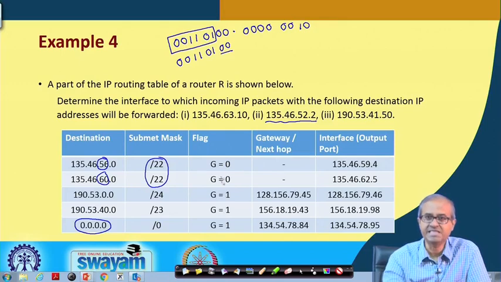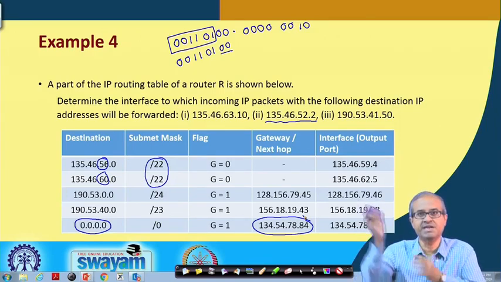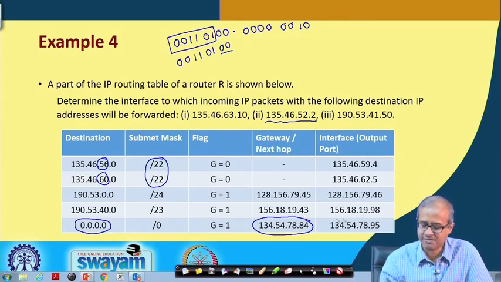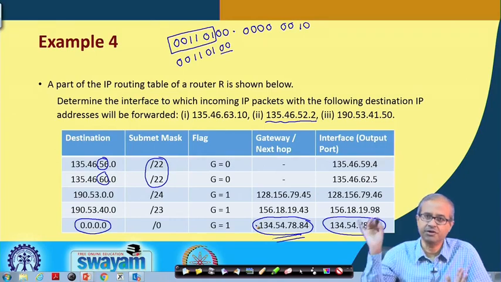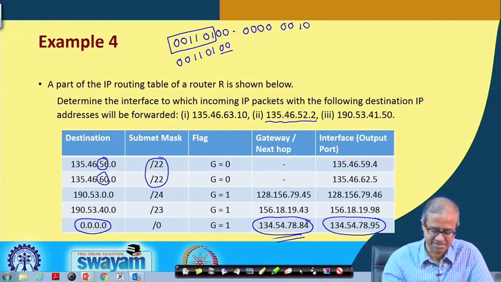And this flag G, you just recall, G indicates whether it is a direct route or an indirect route. If it is directly connected, G will be 0. If it has to be forwarded to another gateway, then G is 1. So, if it is default, you normally send the packet to the interface router or the border router who will be sending it to the outside world. So, here through this interface the packet will be forwarded to this next hop, and from there it will go to the right direction.